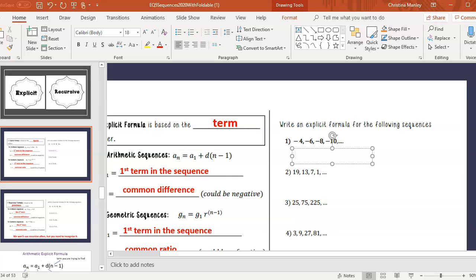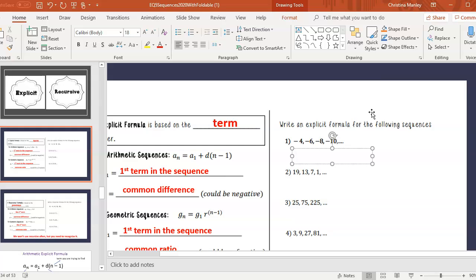So I can see I'm decreasing. I'm becoming more and more negative. Okay. It's decreasing by 2 each time. So that tells me I have an arithmetic sequence with a common difference of -2.